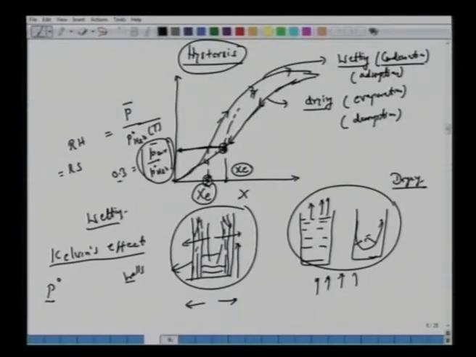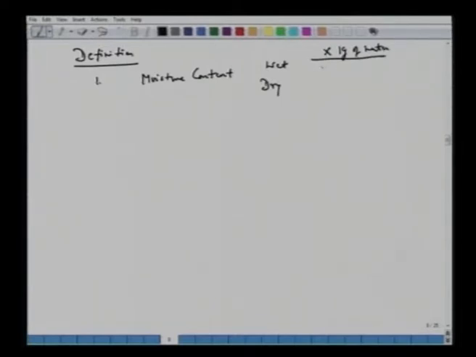So now, after we understand this P versus X diagram, we will have some definitions for different ways of representing moisture contents or different quantities here. One, of course, very important, is moisture content. How do we represent it? There are two ways of doing this. One is wet basis, one is dry basis. So when we say wet, we are talking of X kg of moisture or water per, say, 100 kg of water plus solid. So it's a wet basis.